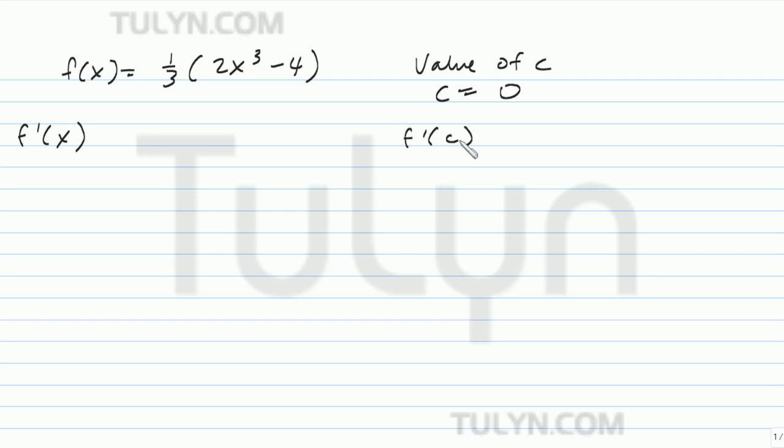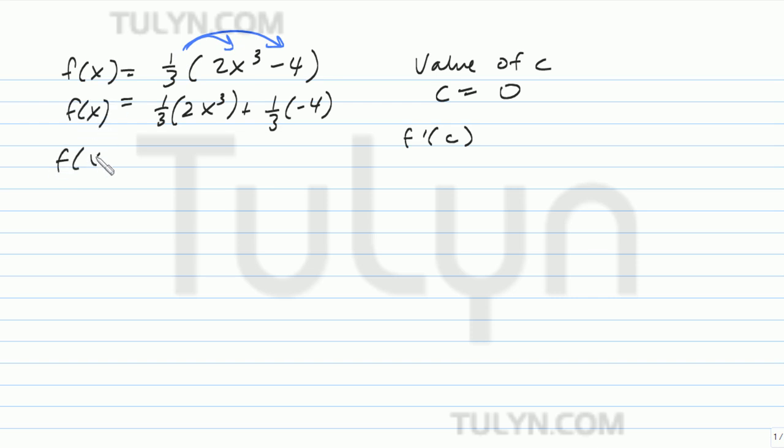So let's go ahead and find f prime of x first. That's the first derivative of this function right here. Let's go ahead and simplify it in lowest terms. So it's going to be 1/3, it's a distributive property, times the first term, and 1/3 times the second term. So it's 1/3 times 2x to the third power, plus 1/3 times negative 4. And f of x equals 2/3 x to the third power plus negative 4/3. And that altogether is going to be 2/3 x to the third minus 4/3.